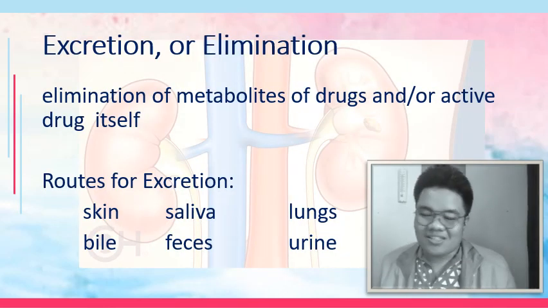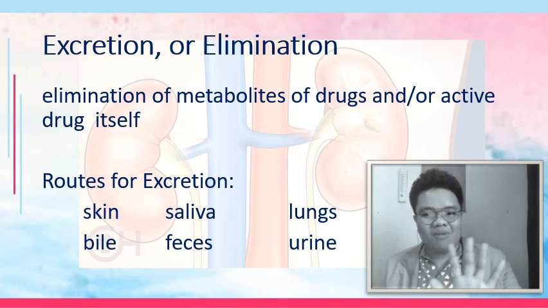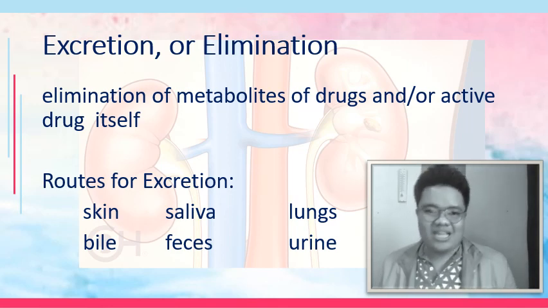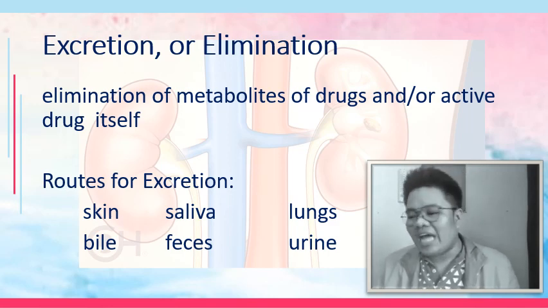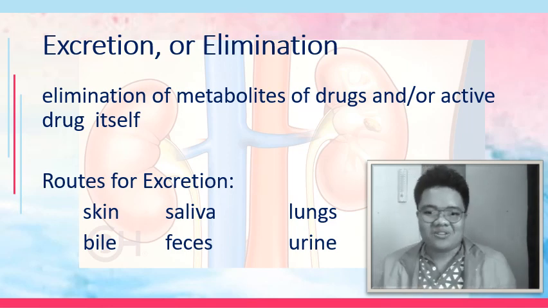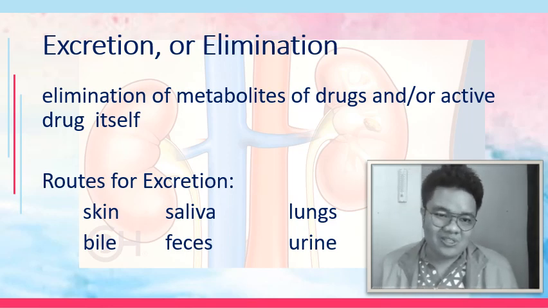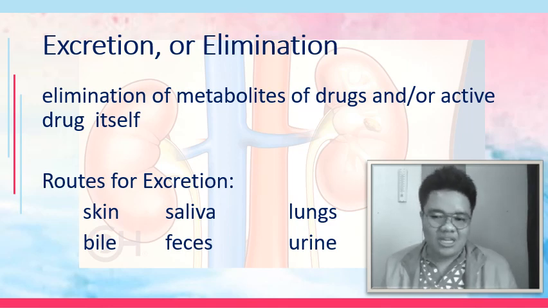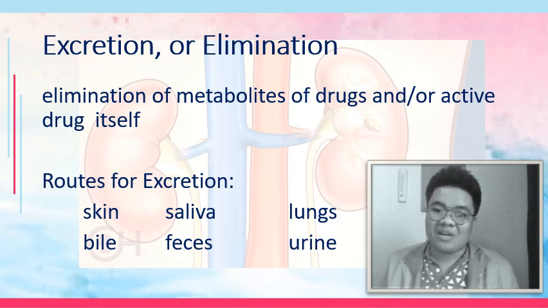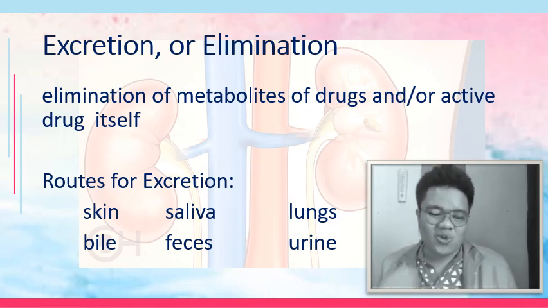Then let's talk about excretion and elimination. So talk about LADM. Let's go to E. Your E is excretion or elimination: elimination of metabolites of the drug or the active drug itself. There are routes of excretion. The major one that we know is your kidney. But there are also the skin, bile, saliva, feces, lungs, and urine. They could all be routes for excretion of your medications. But of course, primarily, it would be your urine through your kidney.